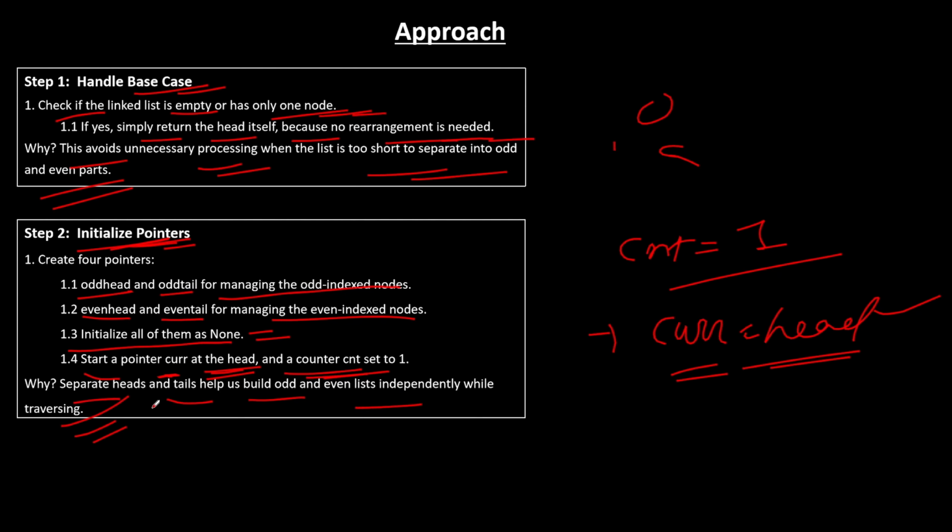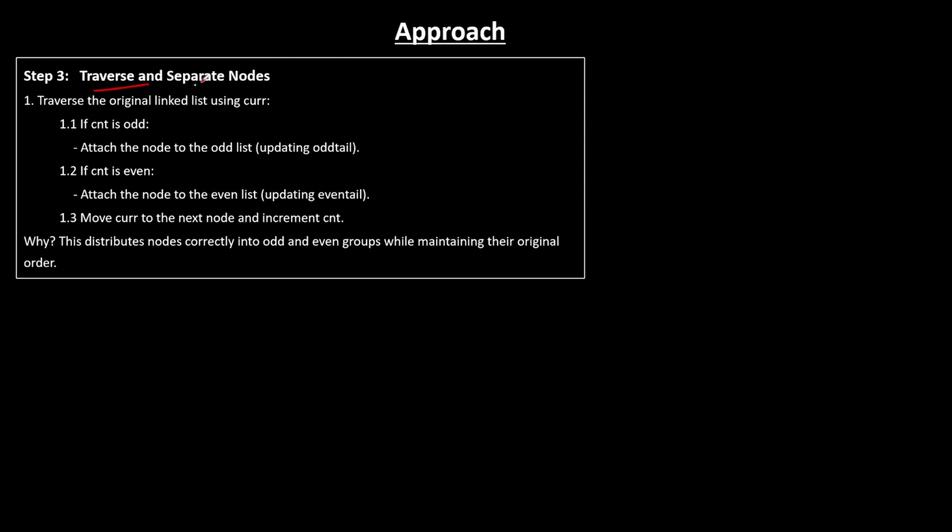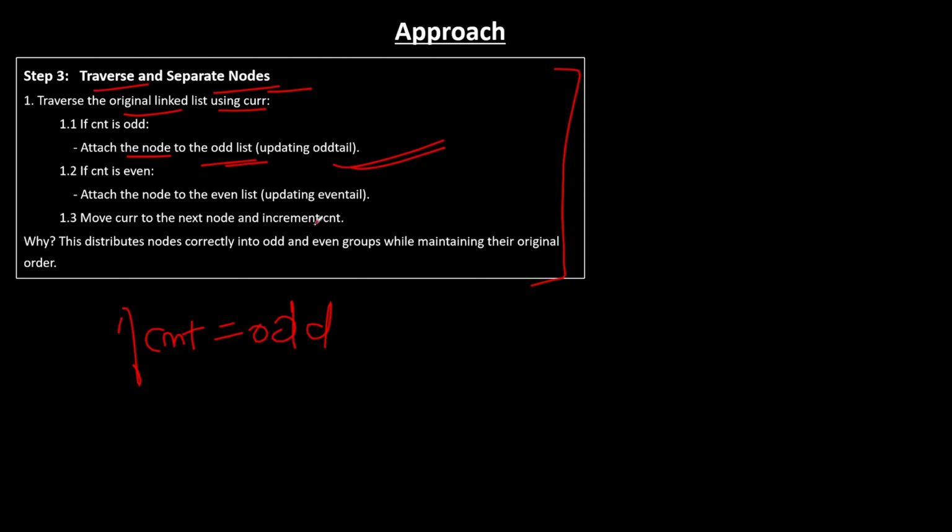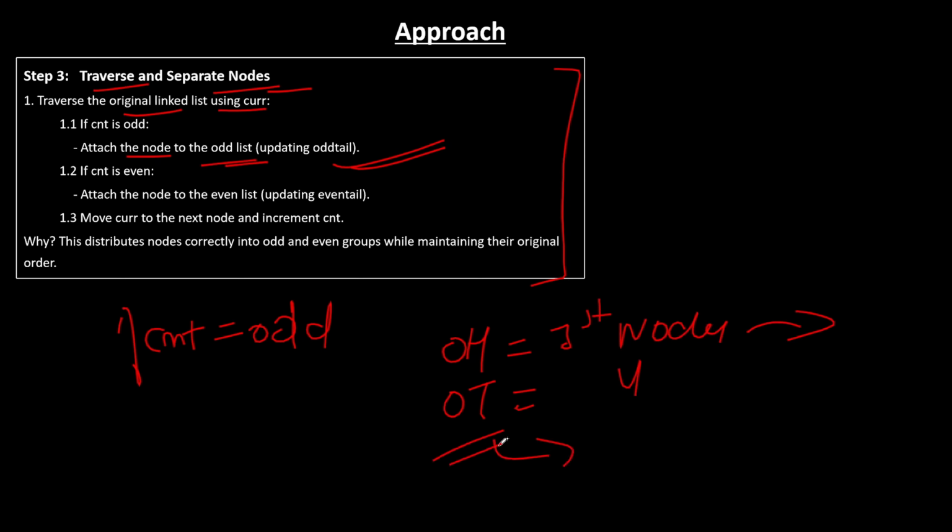Okay. Now let's understand the traversing and separating the nodes part, which is the most, you could say, critical part of the problem. So we will traverse the original linked list using cur. Fine. If count is odd, what we will do? We will attach the node to the odd list, updating the odd tail also. Because in the first iteration, when we get the first value, odd head and odd tail both will have the first node. Fine. But eventually when we move forward, all the nodes will be attached to odd tail.